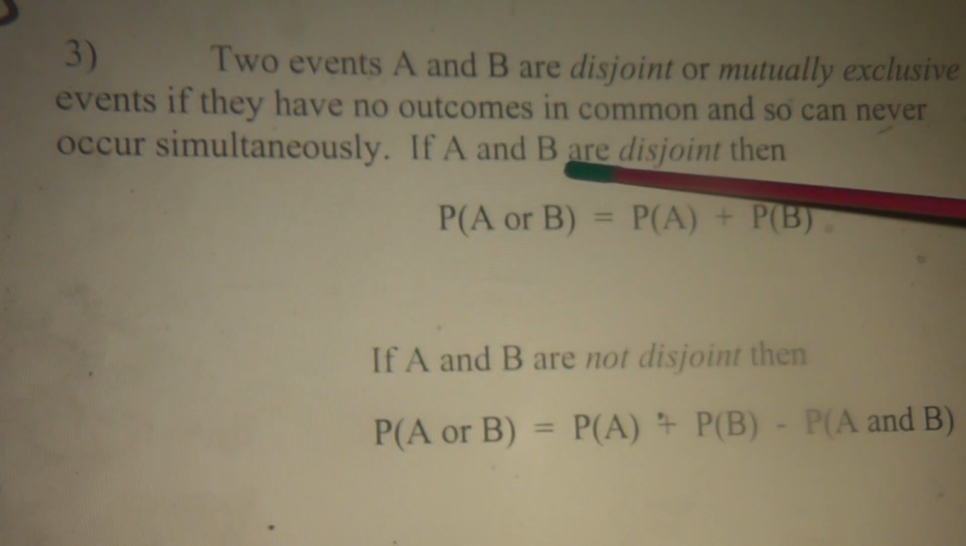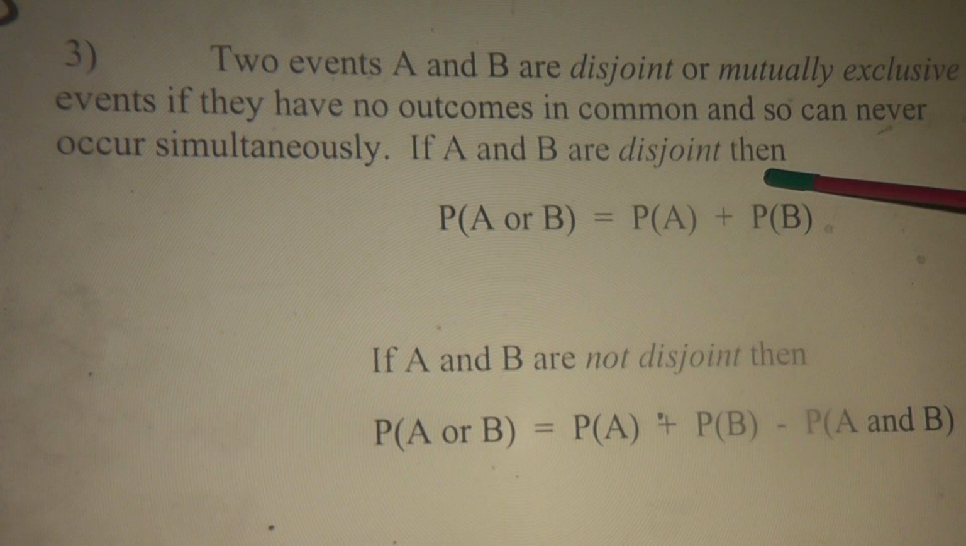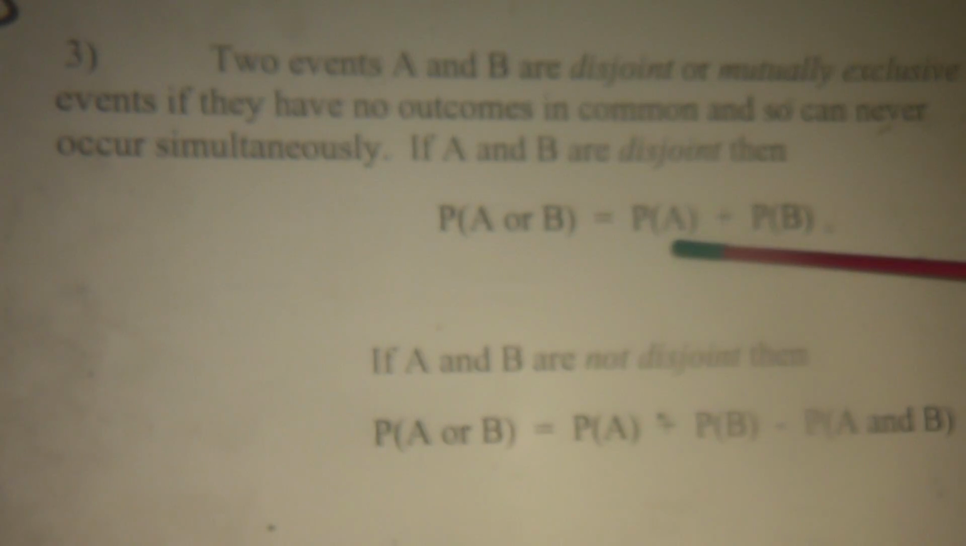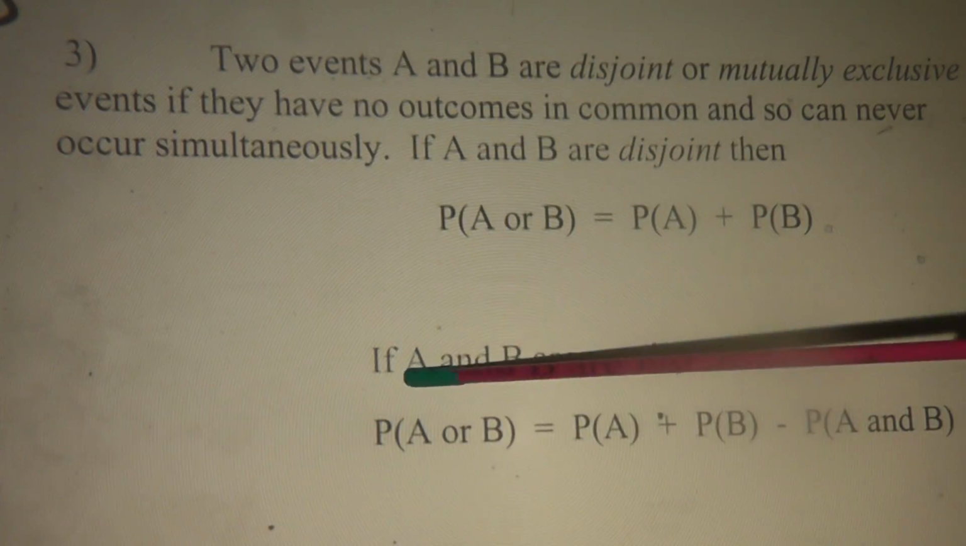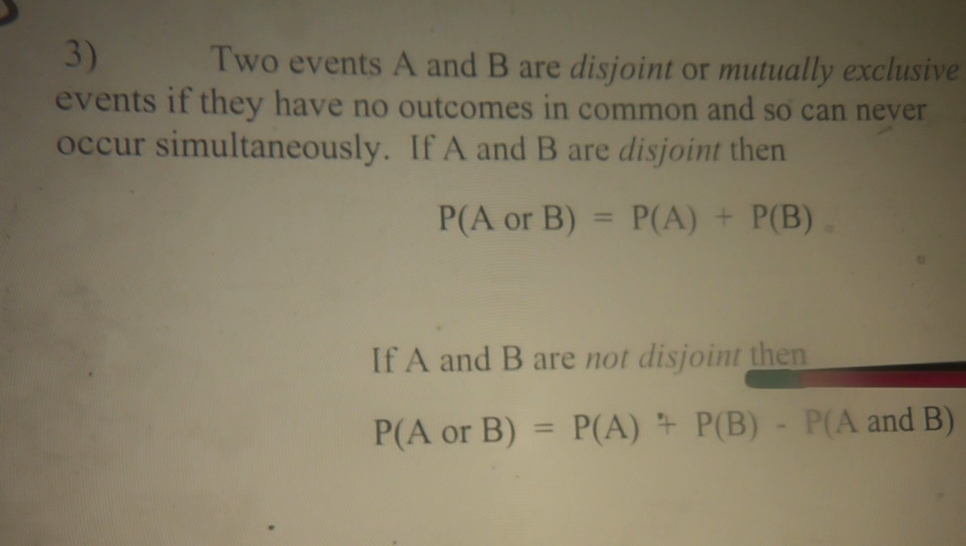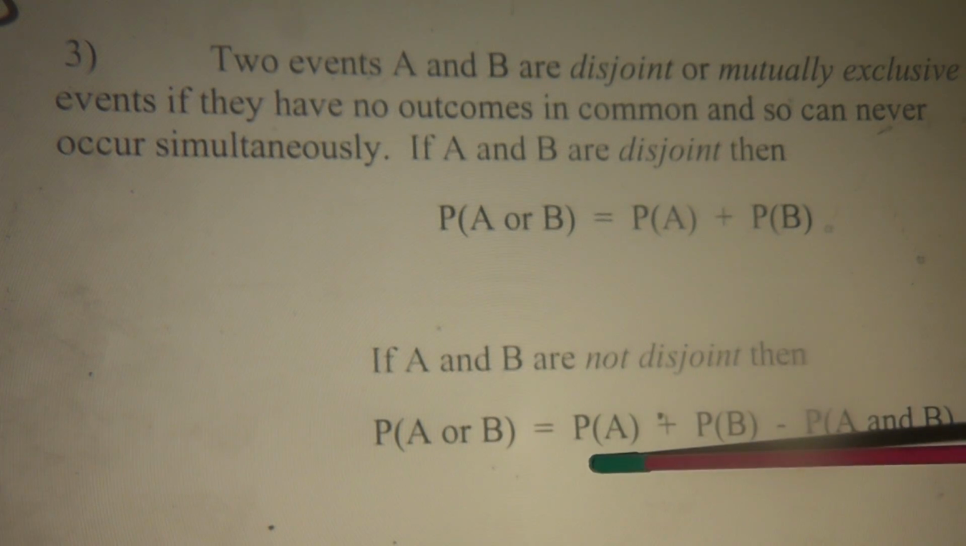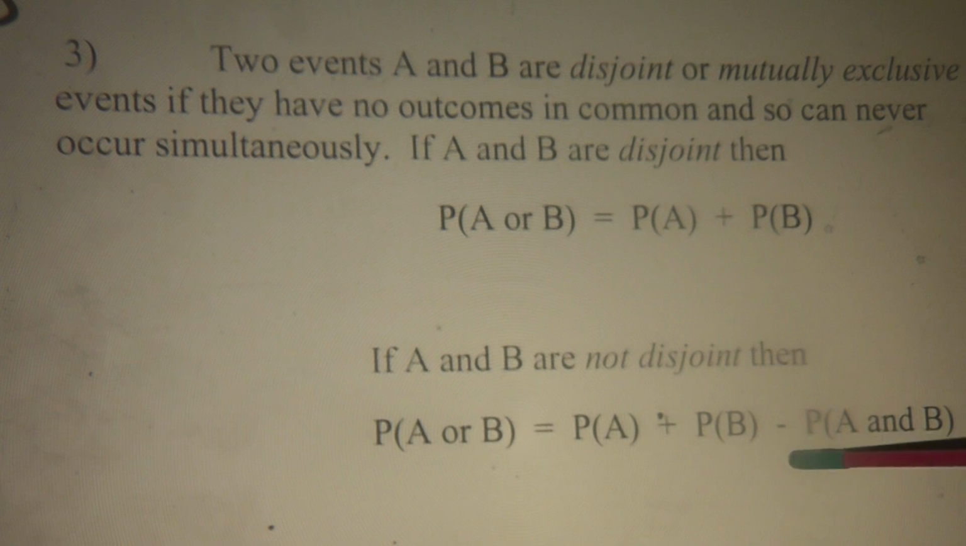If A and B are disjoint, then probability A or B is PA plus PB. If A and B are not disjoint, then probability A or B is PA plus PB minus PA and B. How are we going to see this in a more intuitive way? Well, we can see it like this.